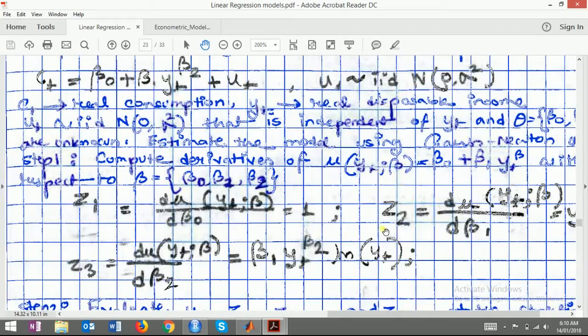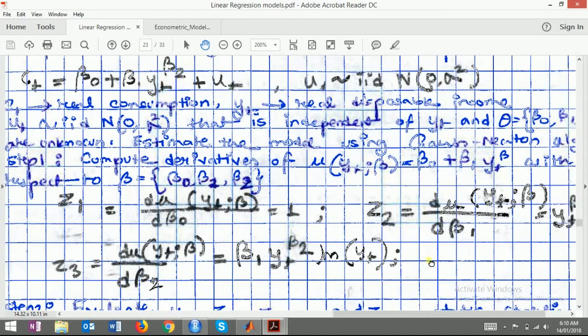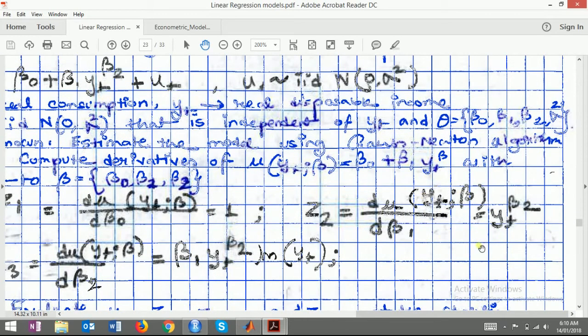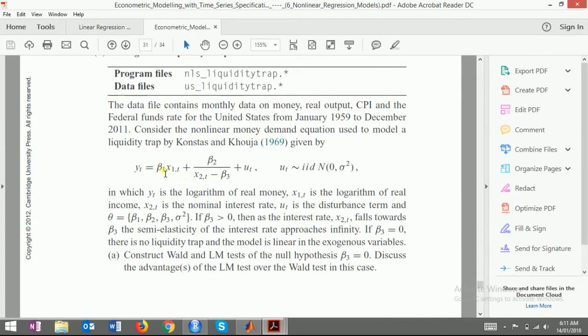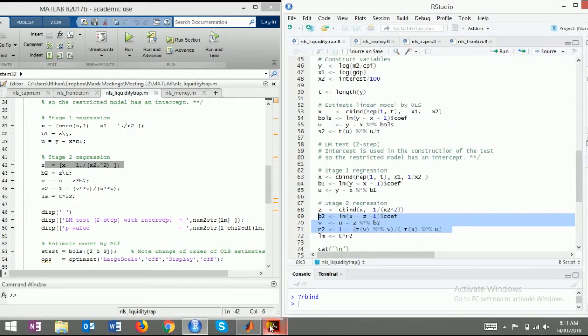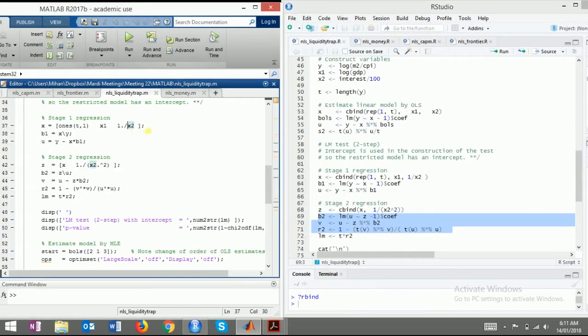First, for beta naught, it's 1, so that's why z1 always comes in ones. Then for beta 1 it is differentiation on the beta 1 portion. Then beta 2, which grows, which becomes bigger. And in this problem, in this manner, first beta 1, then beta 2, then beta 3, isn't it? Yeah. So first we did beta 1, which is already regressed, x1, 1 by x squared.